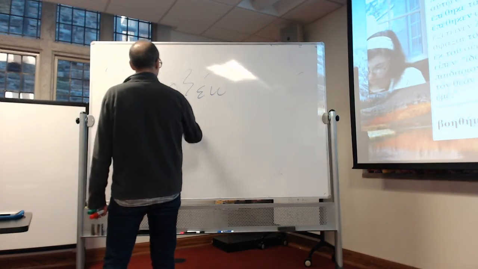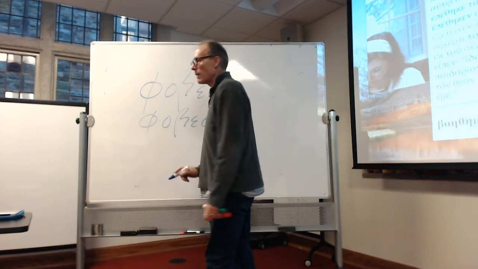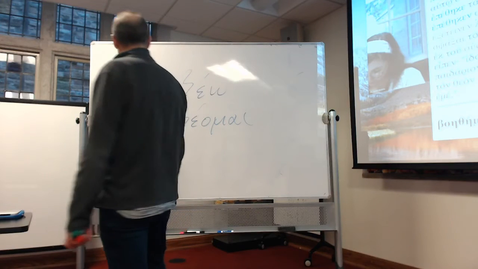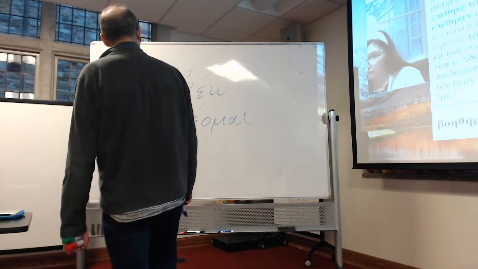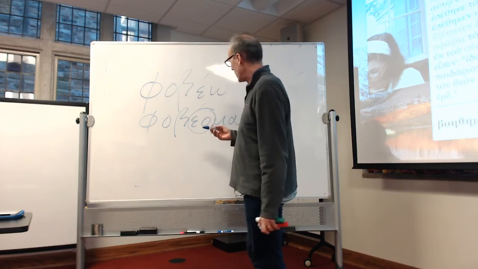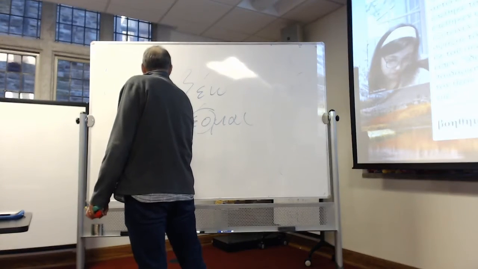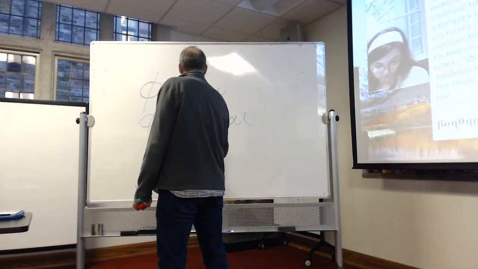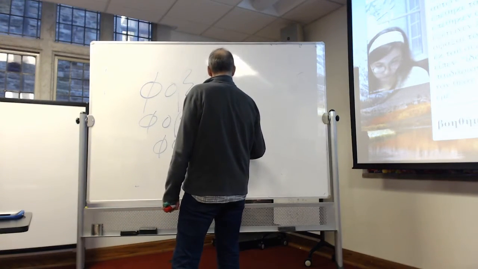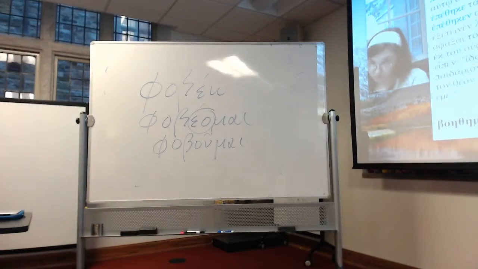So phobeomai, okay, means I'm afraid, right? Phobeomai. And then this in Attic is going to contract, okay? So phobōmai, which means I fear, okay? I am afraid. Just like phobē here, which is second person singular.